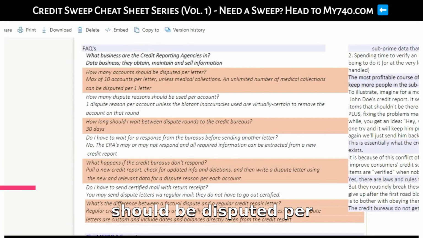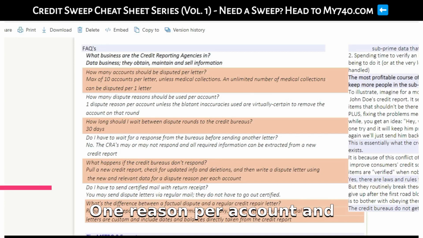How many accounts should be disputed per letter? A max of 10 per letter, unless medical collections. And just so you know, an unlimited number of medical collections can be disputed per one letter. How many dispute reasons should be per account? One reason per account, unless blatant inaccuracies used are virtually certain to remove the account on that round.